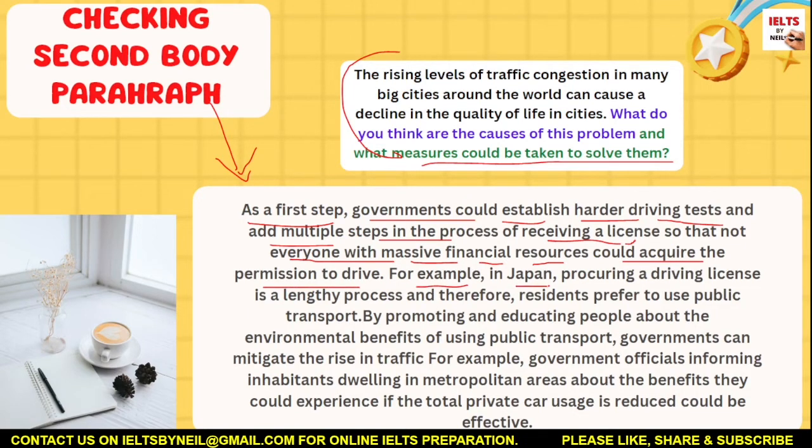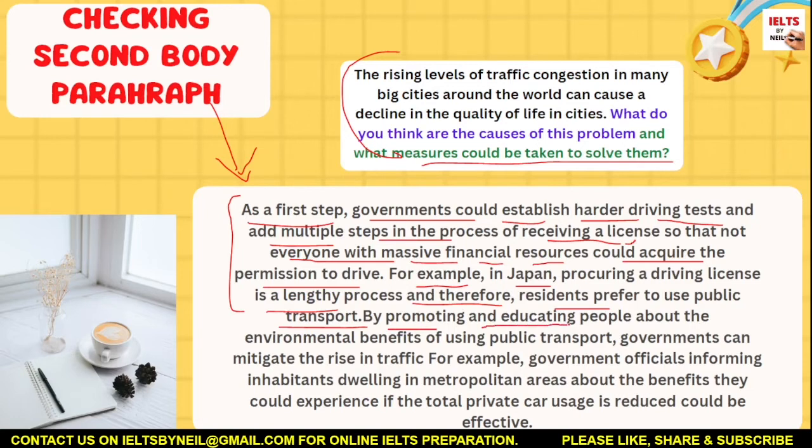For example, in Japan, procuring a driver's license is a lengthy process, and therefore residents prefer to use public transport. Now, this is the kind of step that government can take, that they can make the process of getting a driver's license difficult, so that not everyone can get it easily, so that people will prefer more public transport. And the student has given the example of Japan, so that's really nice, right?